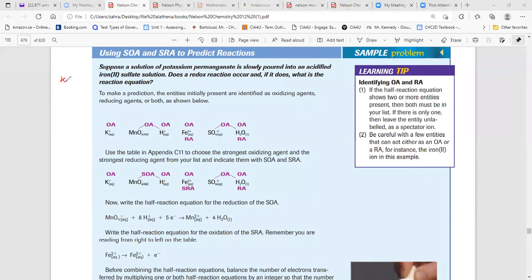We have K, we have MnO4, we have H plus, oxide, we have Fe, and SO4, SO4 2 negative, and we have H2O. This is our OA, and our RA is Fe2 plus. RA here is H2O.